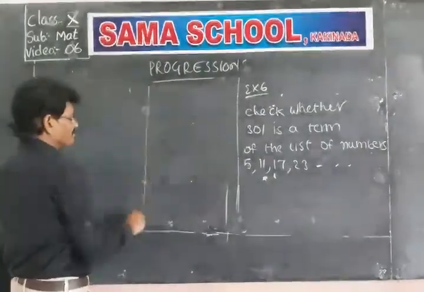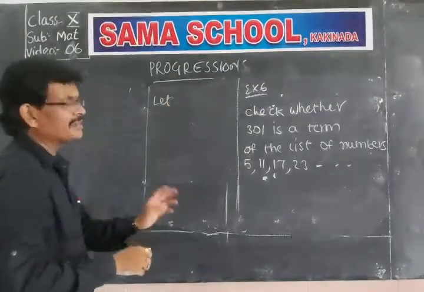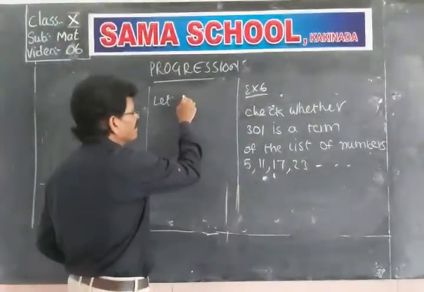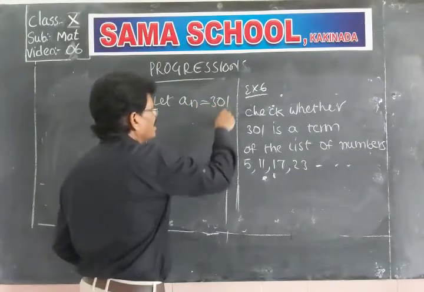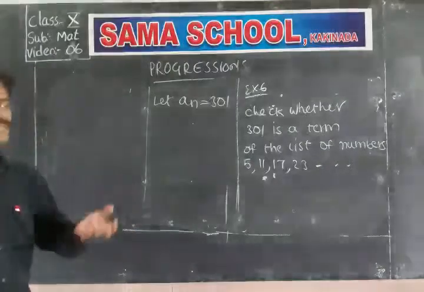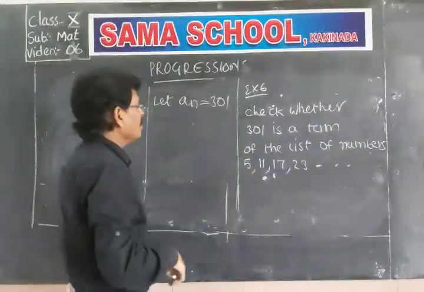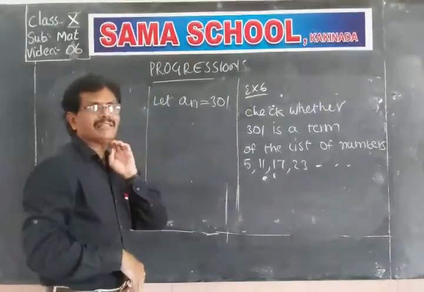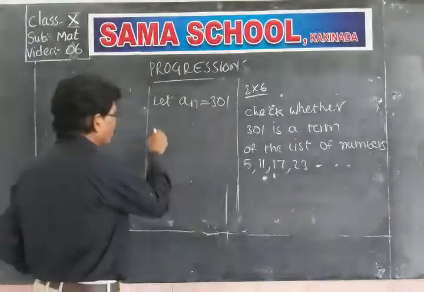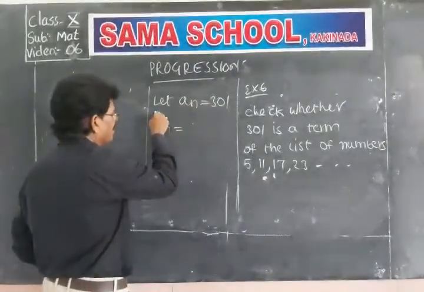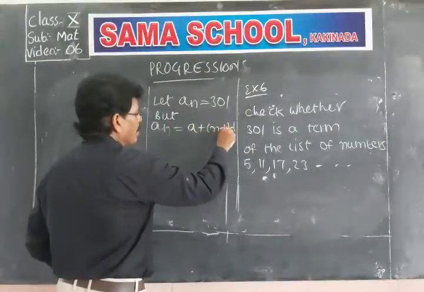Let us assume 301 represents a particular term's value. So, let a_m be equal to 301. Let us assume that it belongs to this series, so it represents a particular term's value. That's why we have taken a_m equal to 301. Now a_m is equal to a plus (n minus 1) into d.